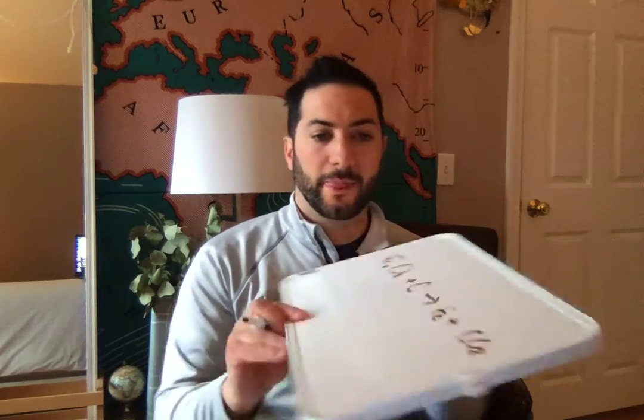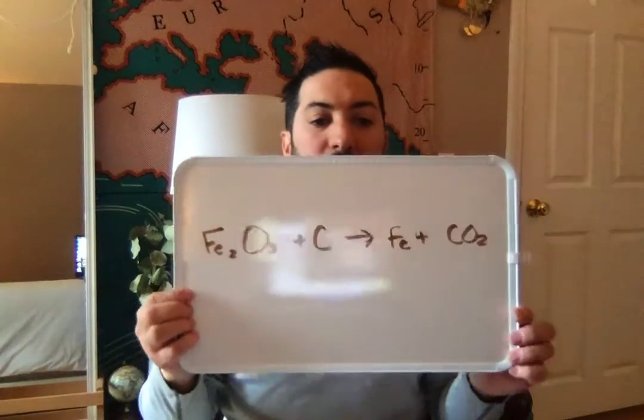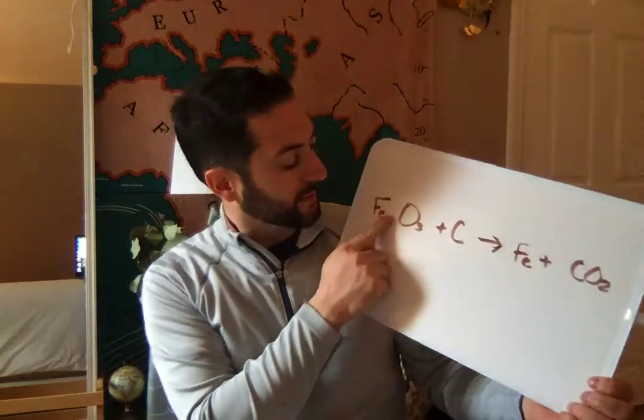Let's see. 2, 3. C yields Fe plus CO2. Okay. All right, this is my equation. I want you to pause the screen right now, and if you can't read it for some reason, maybe you can't read that.